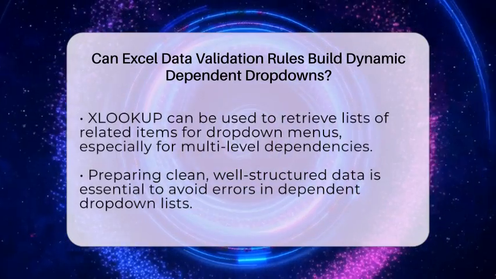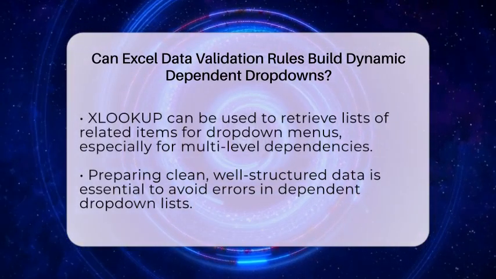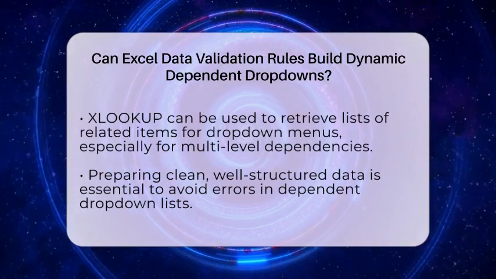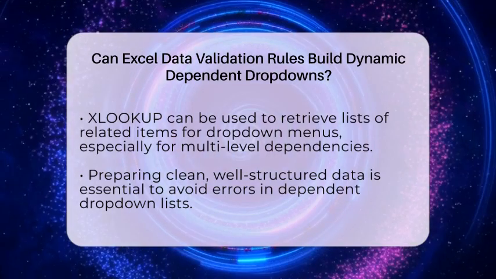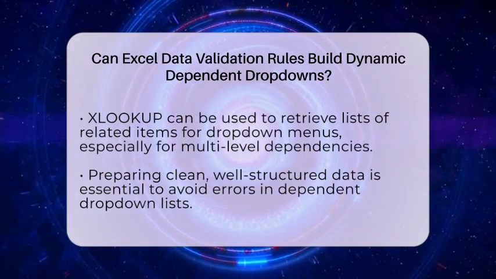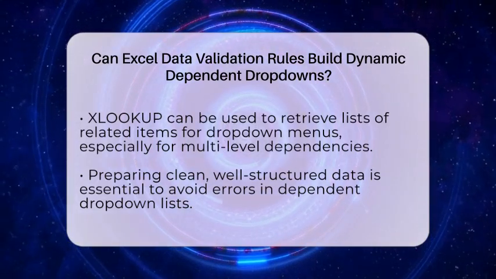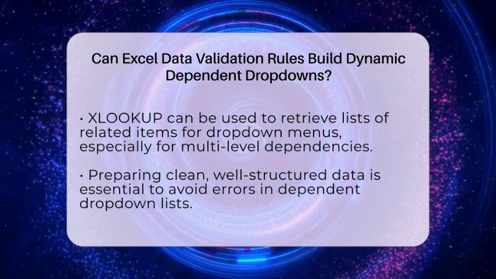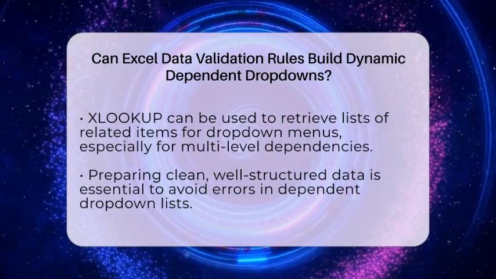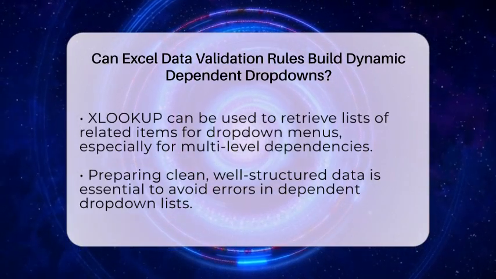Another powerful approach involves combining XLOOKUP with data validation. XLOOKUP can return a list of items that correspond to your selected category. This list then feeds into the dependent dropdown, making it flexible and easy to update. For multi-level dependencies, you can chain these formulas to create a hierarchy of dropdowns, like choosing a country, then a state, then a city.